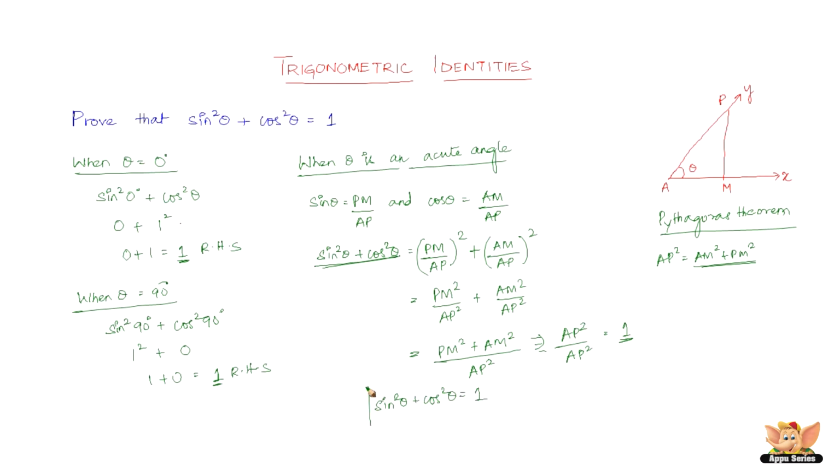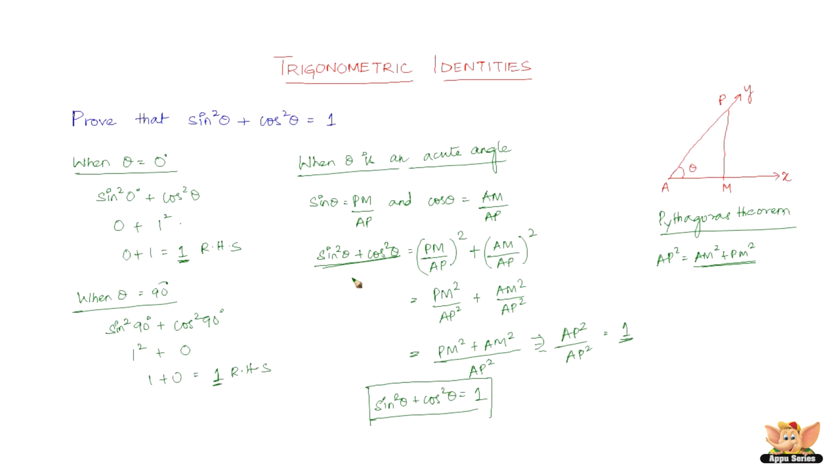And hence we proved this particular identity for three cases: when theta equals 0, when theta equals 90 degrees, and when theta is any value between 0 and 90 degrees, that is, when theta is an acute angle. So therefore sine square theta plus cos square theta equals 1 for any value of theta between 0 degrees and 90 degrees.